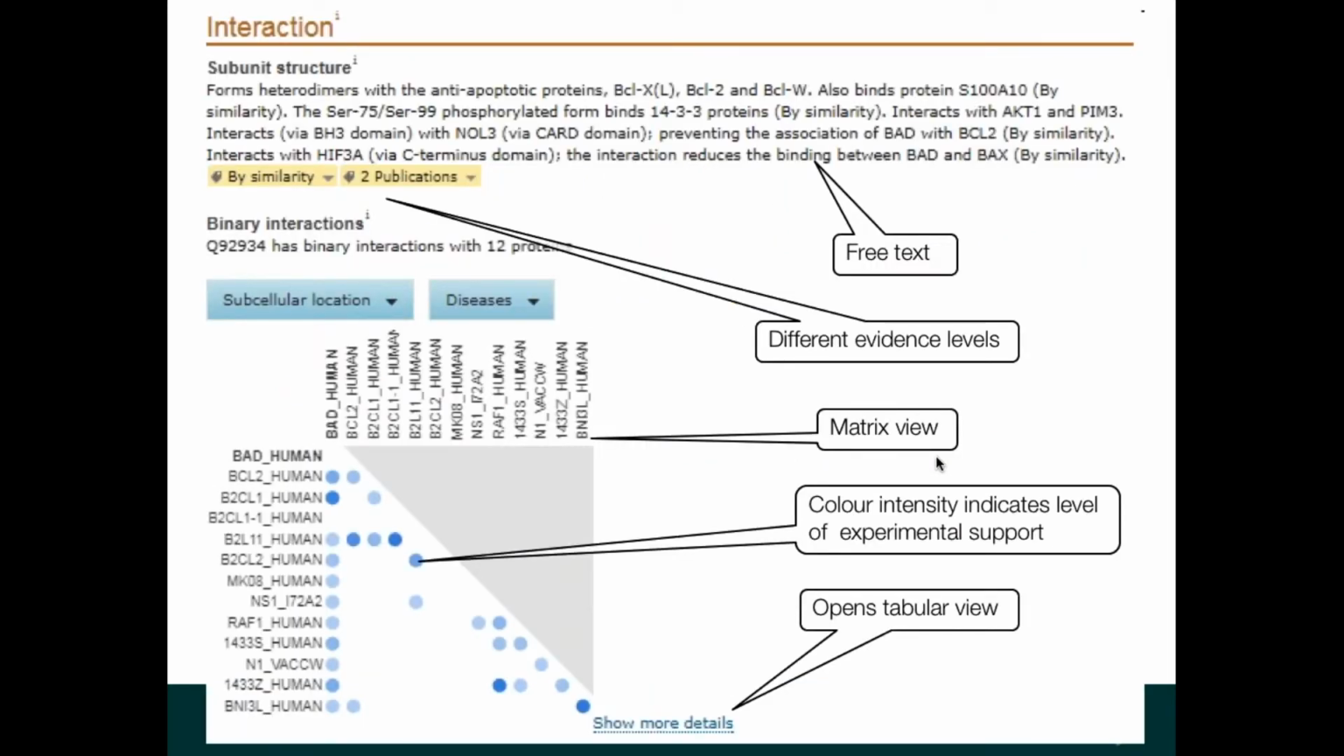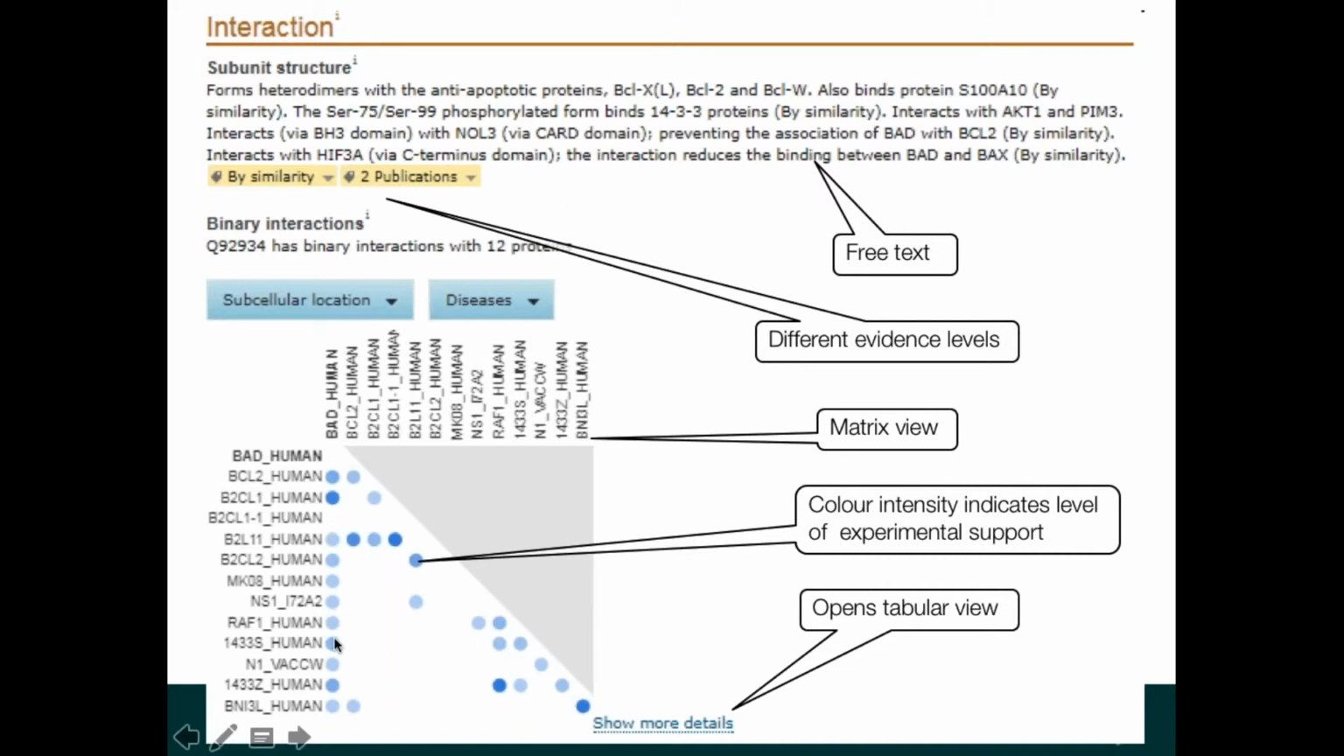Zooming in on the interaction data, we see that for this particular entry, there's both a free text subunit structure comment, which also holds information at an experimental level, if you view the yellow highlighted evidence tags, as well as information propagated by similarity from another orthologous protein. At the bottom, there's also a binary interactions section, which lists interactions for 12 proteins. You can see the matrix view, and the tabular view, if the matrix view is available, is hidden by default, but it can always be displayed using the link "Show more details" at the very bottom of the screenshot.